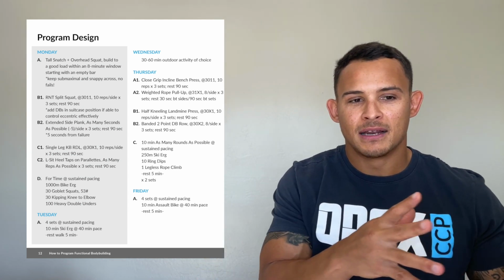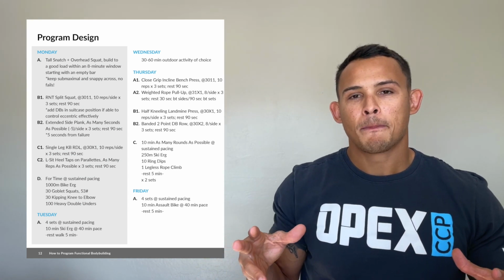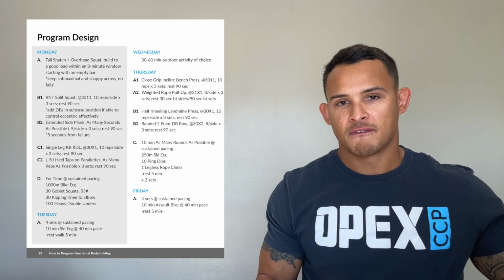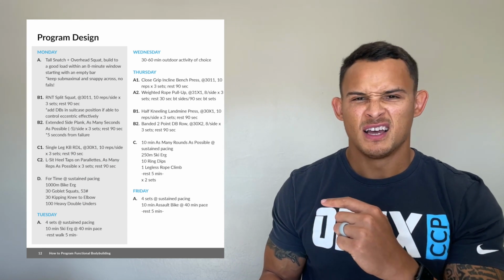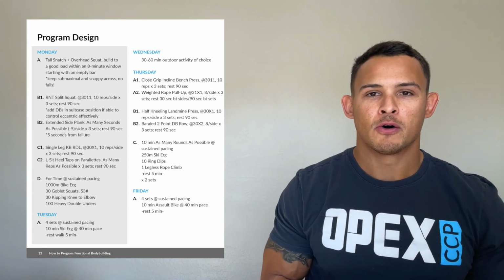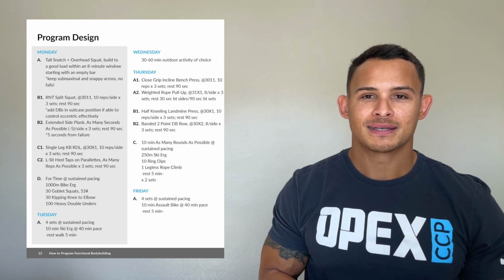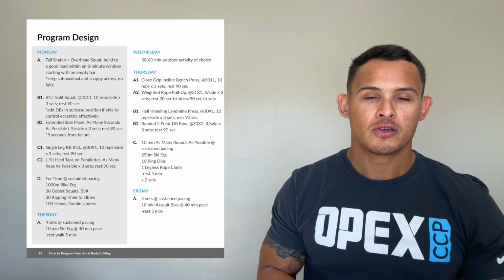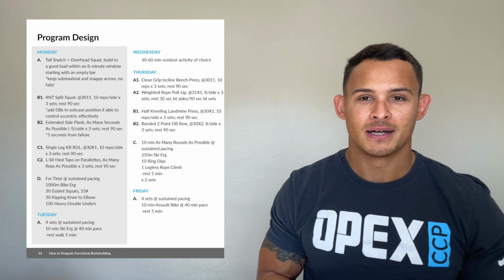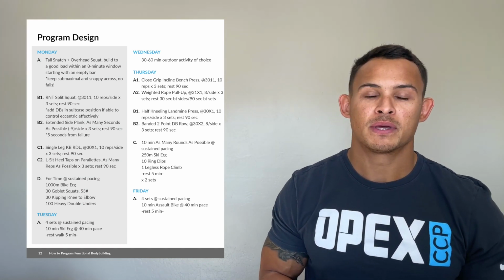Because if we just ended with the 30 kipping knees to elbow, maybe he would have just said, okay, I'm just going to fly through this thing and make it work on the kipping knees to elbow. But when you get a skill piece like a heavy double under, you might think twice before you just move really quickly through the pieces that came before it.